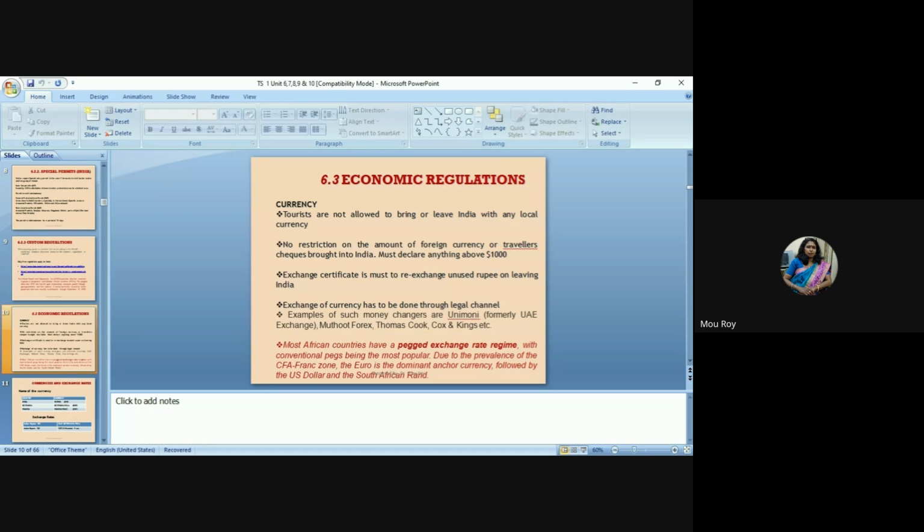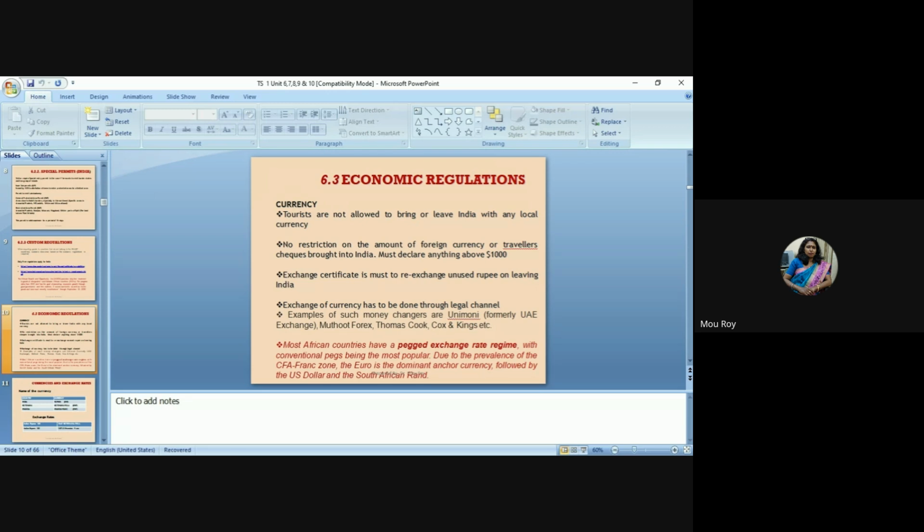Suppose you are an American and you wanted to change your dollars into Indian rupees. So you have to fill up a foreign exchange currency certificate, and it is usually in three copies. The first copy goes to the guest along with the currencies that have been changed, that is, Indian rupees.